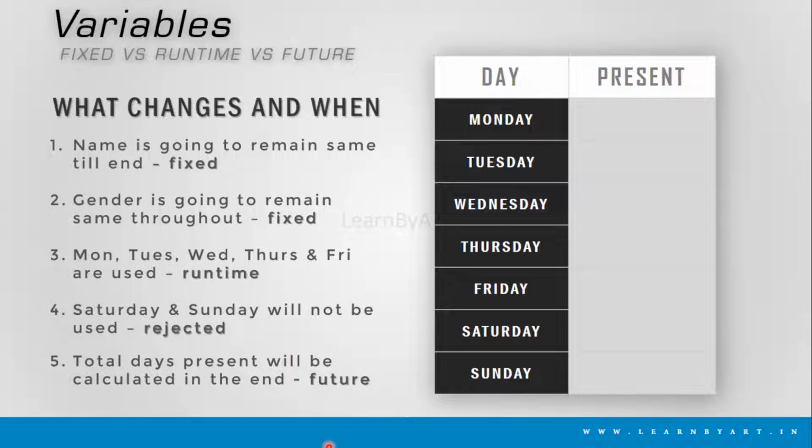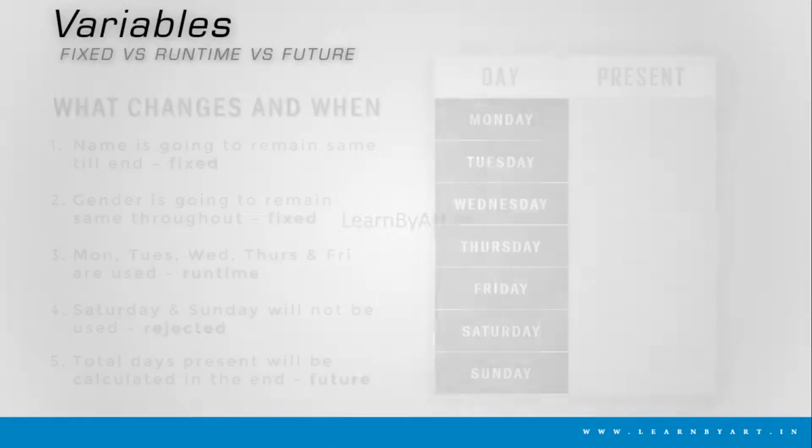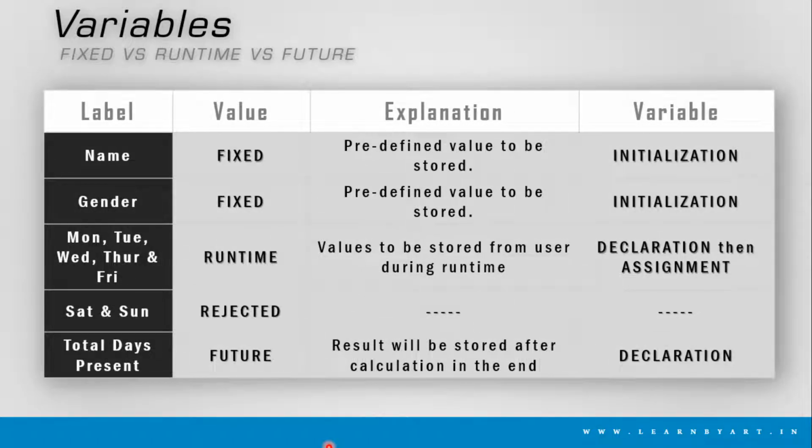Let us now put this information into a tabular form to better understand the comparison between the information and the variable type or the variable process we are going to select. As you can see, the name and the gender remain fixed, so for any fixed value you're going to go for initialization, as you can see over here. Why is it fixed? Because it is a predefined value. It has nothing to do with the school. The name and gender are always going to be fixed throughout the life of the student, right?